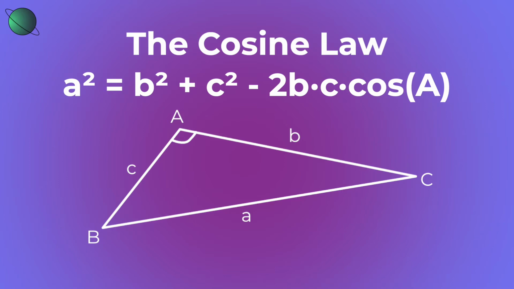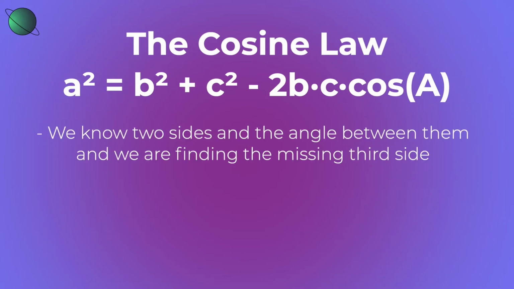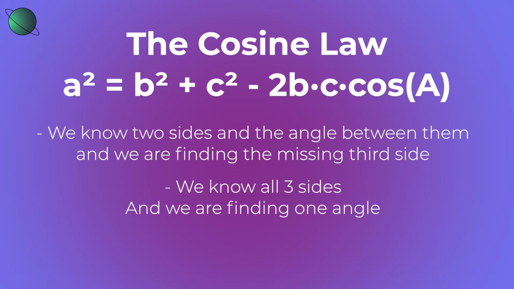The cosine rule can be used in two scenarios: when we know two sides and the angle between them, and we are finding the missing third side, or when we know all three sides and we're trying to find one angle. Let's try a worked example.